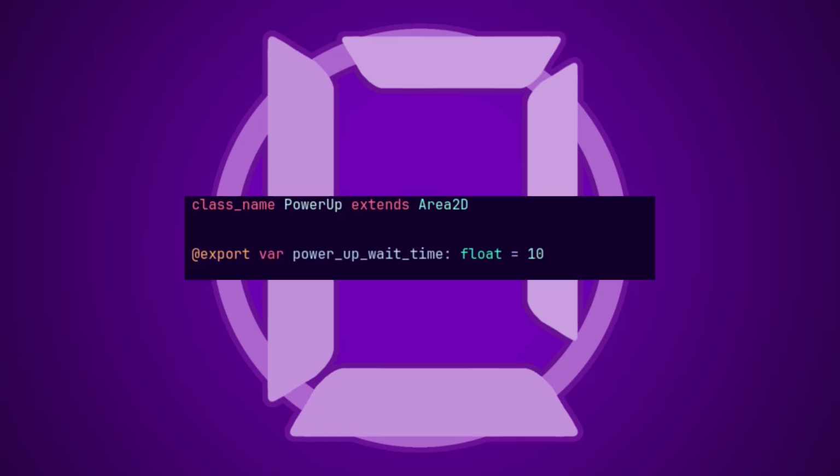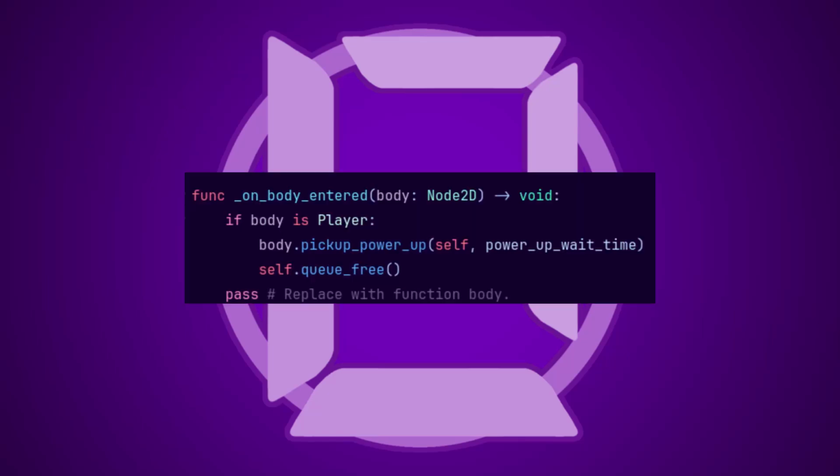I then created a power up script where the power up wait time would be defined. This would be so I could easily configure the wait time for the power up timer node in my player node. I also created an onBodyEntered function in the power up class so that I can add a signal for when a body enters the power up area. I made sure that the code in that function only runs if the body is the player. I don't want any other nodes somehow triggering the code now, do we?